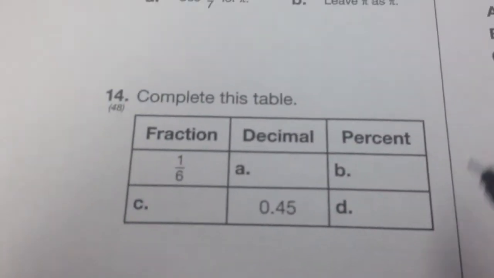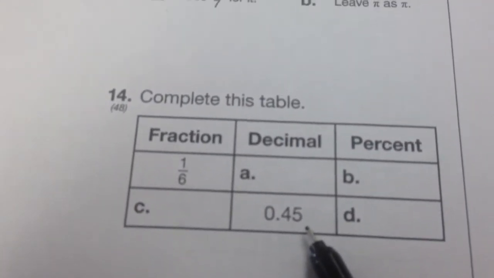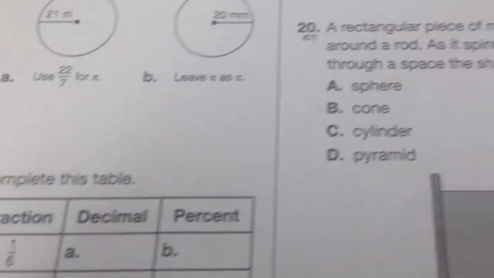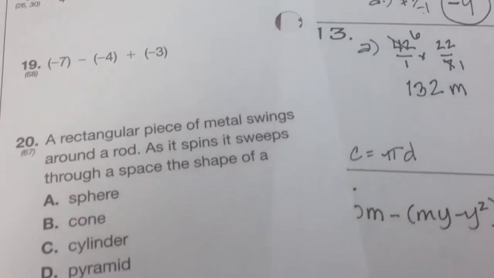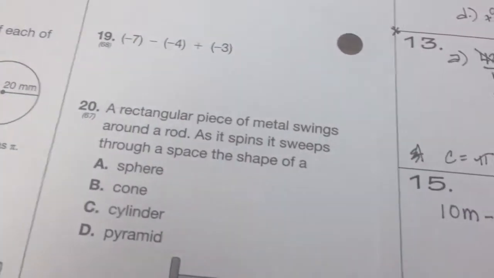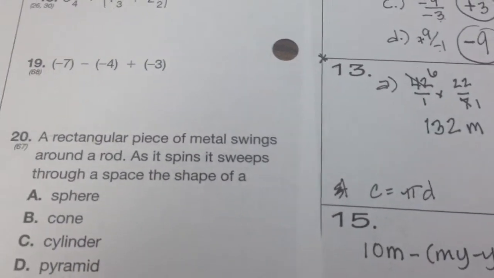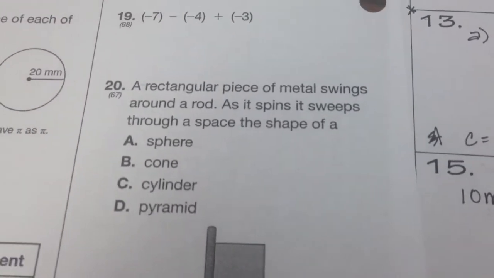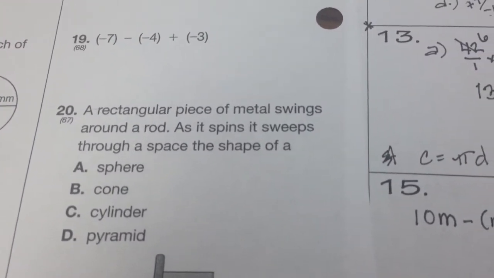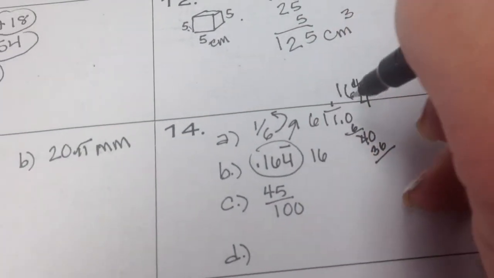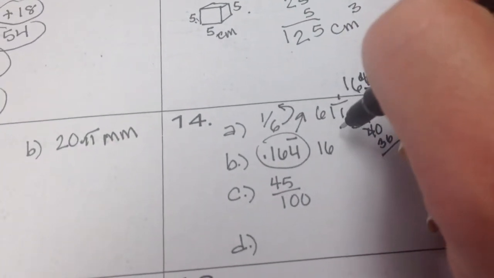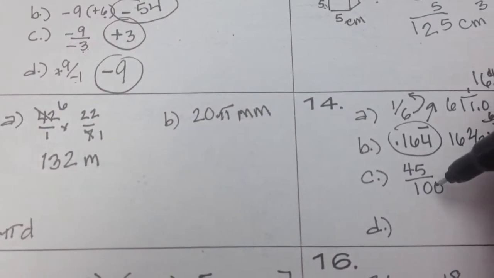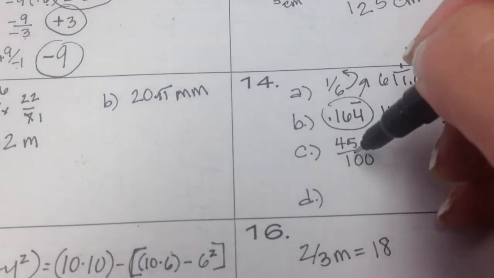And then C, we had the decimal, which was 0.45. Wait a minute. What am I doing? A we already had, so this goes up there. Okay, so then what would the percent be? It would be 16 and 4 over 6, or 2/3. 16 and 2/3%. Okay, now, C, we had the decimal of 0.45, which just really means 45 over 100.